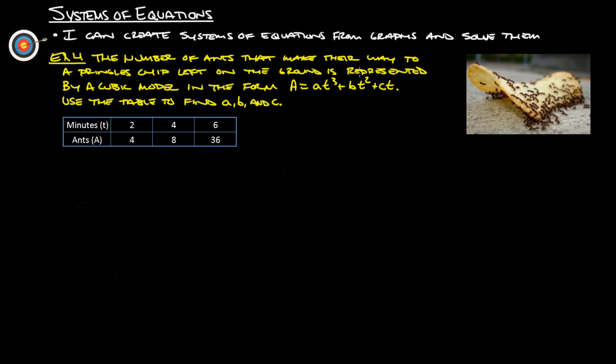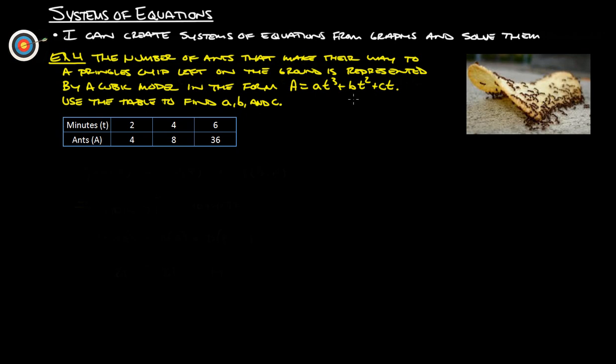The number of ants that make their way to a Pringles chip left on the ground is represented by a cubic model in the form A equals, meaning the number of ants, equals a times t cubed plus b times t squared plus c times t. Use the table to find a, b, and c.